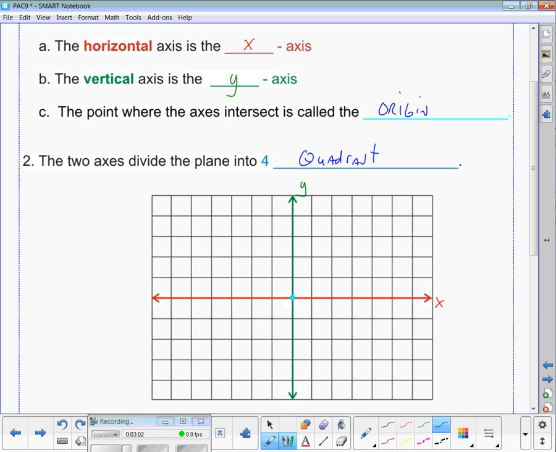Now, this is important. We use Roman numerals for the quadrants. You say, why? Well, I don't know. It's the way it is. Somebody decided that they were going to use Roman numerals for the quadrants, so whenever you're designating a quadrant, you need to use a Roman numeral. The upper right-hand quadrant is quadrant I.